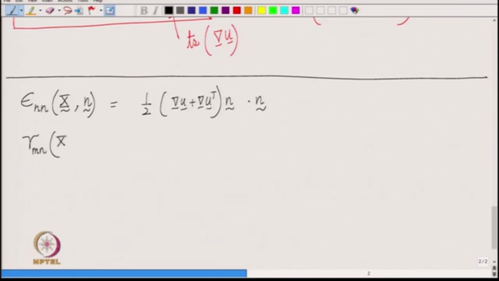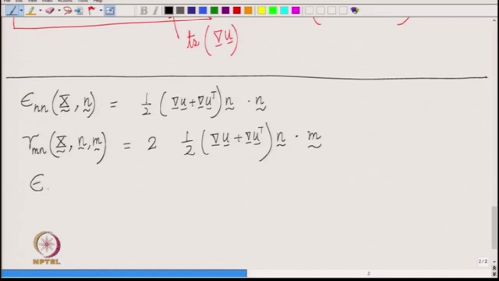Similarly, the shear strain, which we will denote by gamma and say m n, so gamma m n at a point big X comma n comma m. So, the two perpendicular line elements are directed along n and m, and that turned out to be 2 times half of grad u plus grad u transpose into n dot with m. Okay. So, that is the shear strain. And finally, the volumetric strain epsilon v, let us say, at a point big X is simply the trace of half of grad u plus grad u transpose.